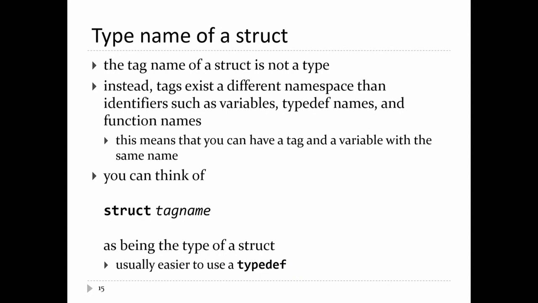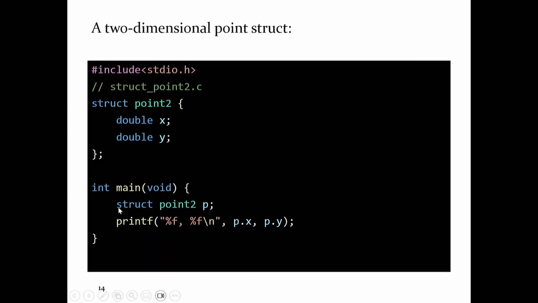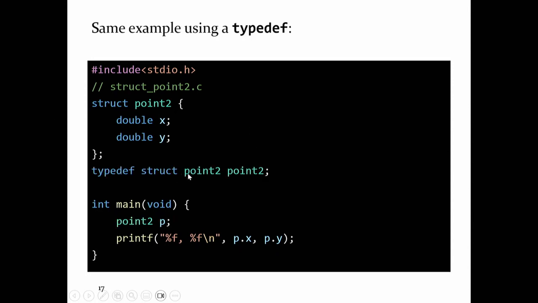If you don't like writing struct everywhere, you can use a typedef. Notice back here I had to write struct point2. It's possible to create a typedef point2 that replaces the structure type. Struct point2 is the actual type, and I can create an alias for it called point2. That is allowed to be the same name, and there's no problem, because that name is considered to be separate from the tag name that you just made here. Tag names are considered to be different than all other names in C.